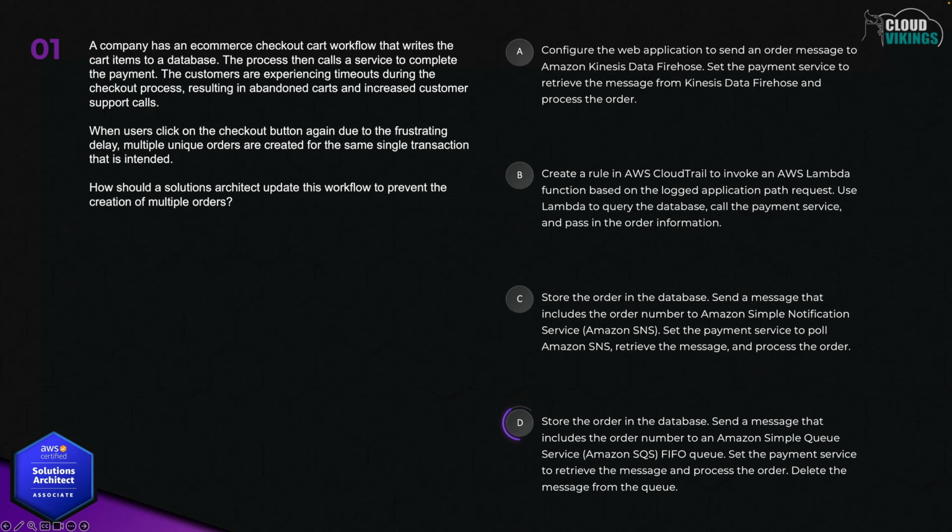And the correct answer here would be D, to store the order in the database. Then send a message that includes the order number to an Amazon SQS FIFO queue. Set the payment service to retrieve the message and process the order. Then delete the message from the queue.